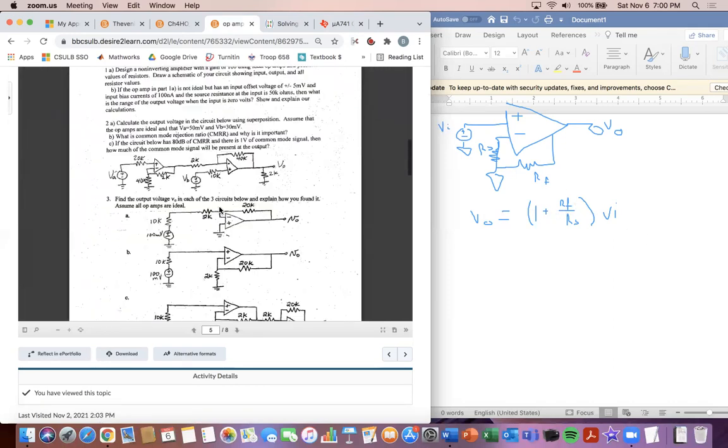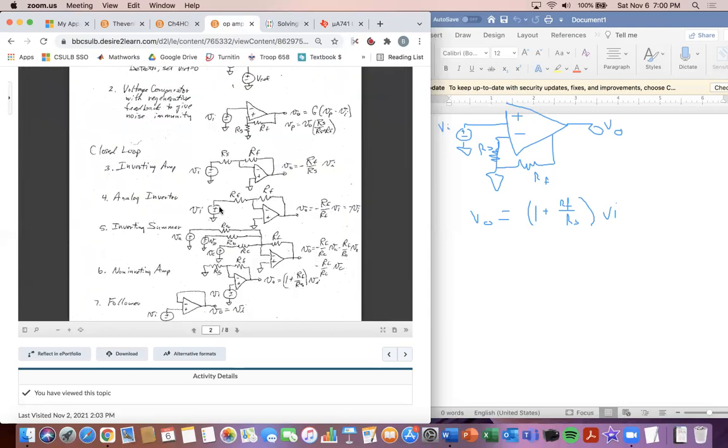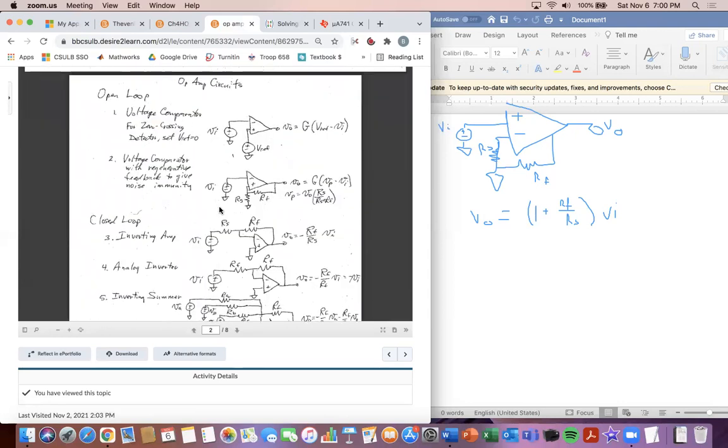Brian, quick question while you're at it. Can you scroll up real quick again? Do you see in the voltage comparator, the very first one, it says V naught equals G, V reference minus VI. Yeah.